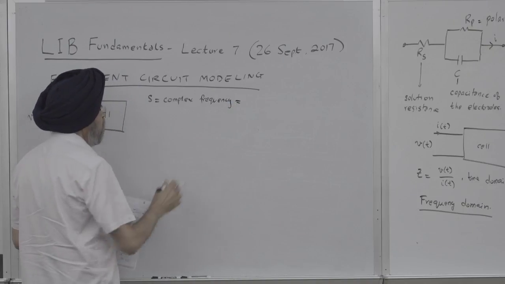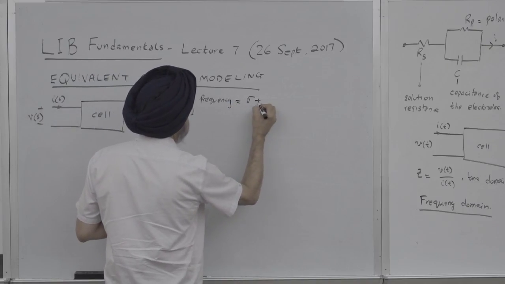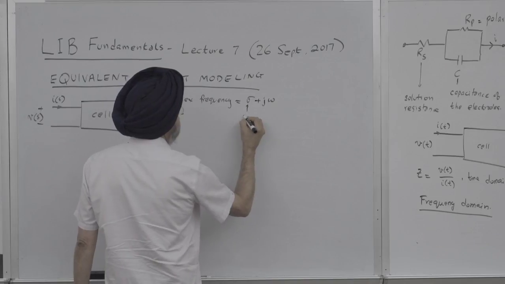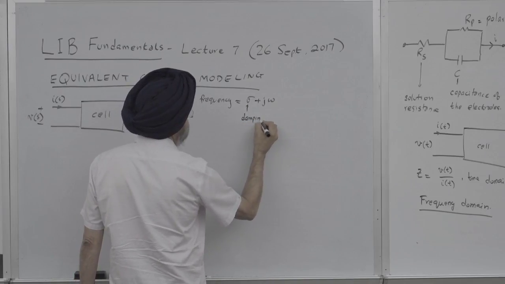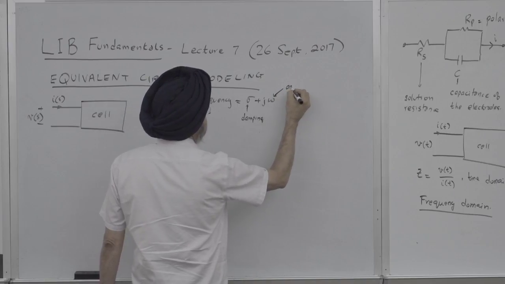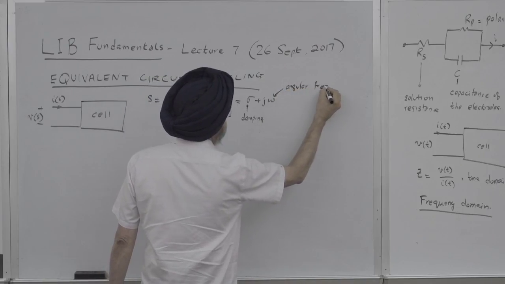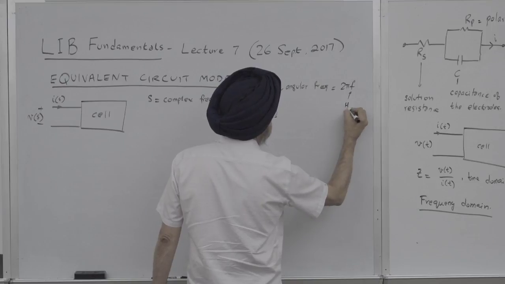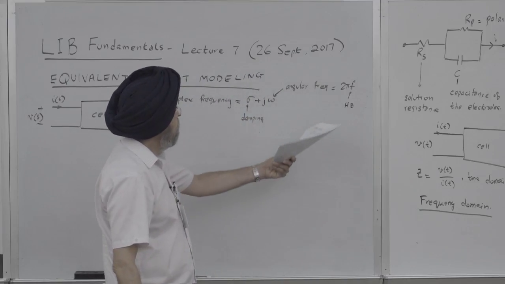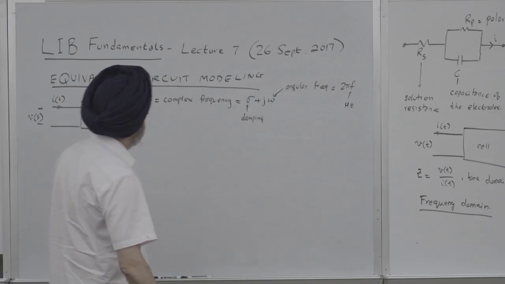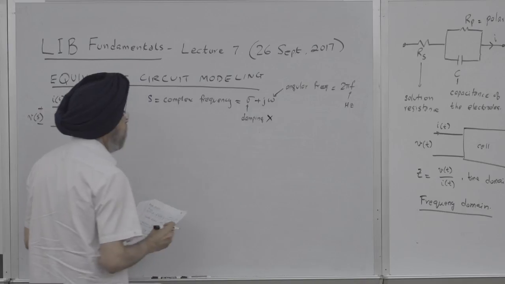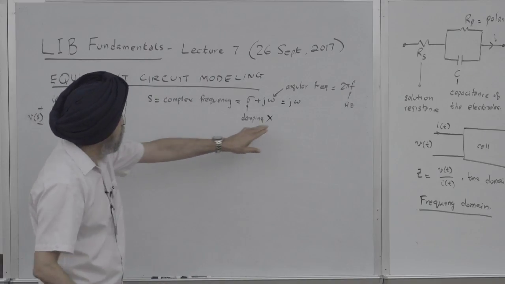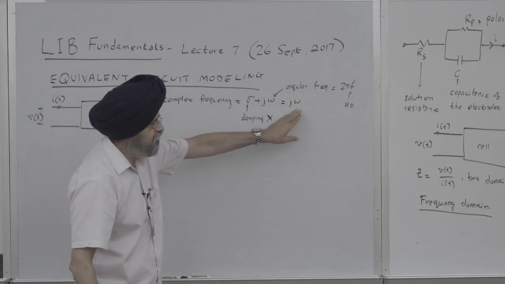And don't worry too much about it today. S is sigma plus j omega. So this is like a damping factor, and omega is the angular frequency. That's 2 pi f. F is in hertz, right? Cycles per second. And so that's what omega is. So today, don't worry about damping factor. We'll only have omega in our frequency. So this is just frequency, right?